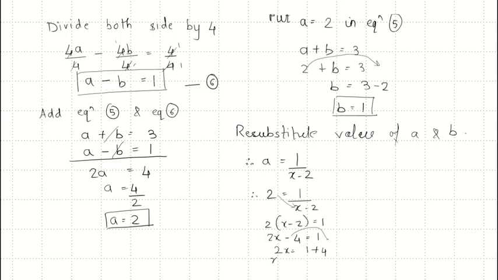Therefore, x is equal to 5 upon 2. This 2 will come downwards, and 1 plus 4 is 5. So we got the value of x as 5 upon 2. Now we will find the value of b.